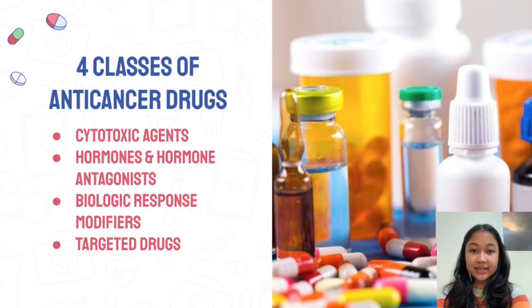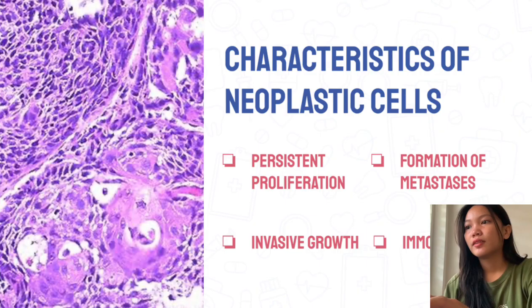There are 4 classes of anti-cancer drugs. First are cytotoxic agents, second are hormones and the hormone antagonists, third are biologic response modifiers, and fourth are targeted drugs. We must bear in mind that cytotoxic agents are the only ones classified as chemotherapeutic drugs, so we will mainly discuss cytotoxic agents in this video.